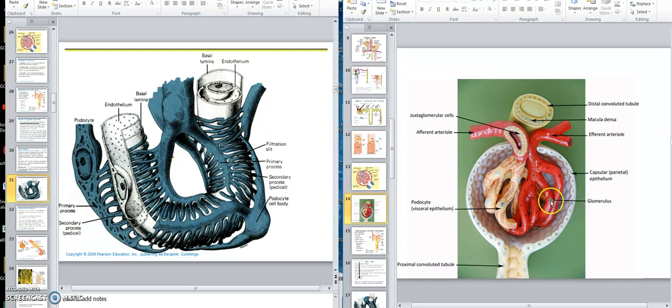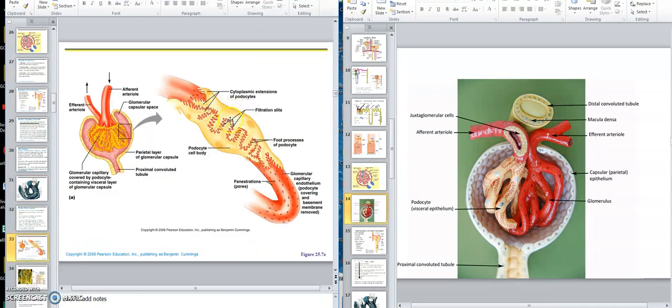When you see a picture like this, they're trying to show you the wrapping of the podocytes on this side, and this side without it. So those podocytes are wrapping around there. Okay, keep that in mind. They're tight down, squeezing on that capillary. So here's another picture of it right here. See how they are?